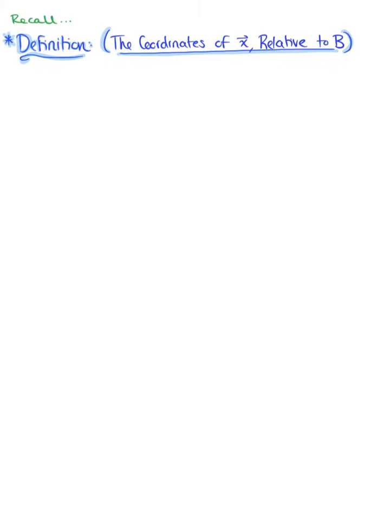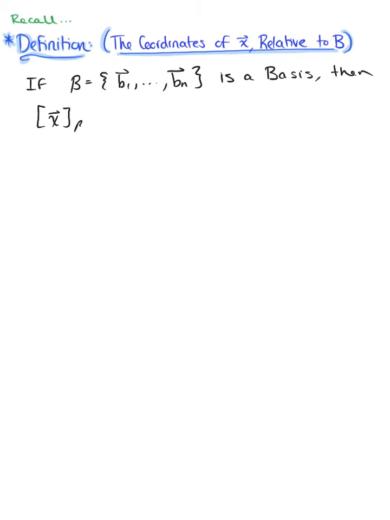So if you're still having trouble making that connection to see that we've already been working with change of basis, I want you to recall the definition for the coordinates of vector x relative to basis B. So if B is defined by the set of vectors b sub 1 through b sub n, and this is a basis, then we know the following: the coordinates of vector x relative to the basis B are the weights or scalars or coefficients that satisfy the vector equation.